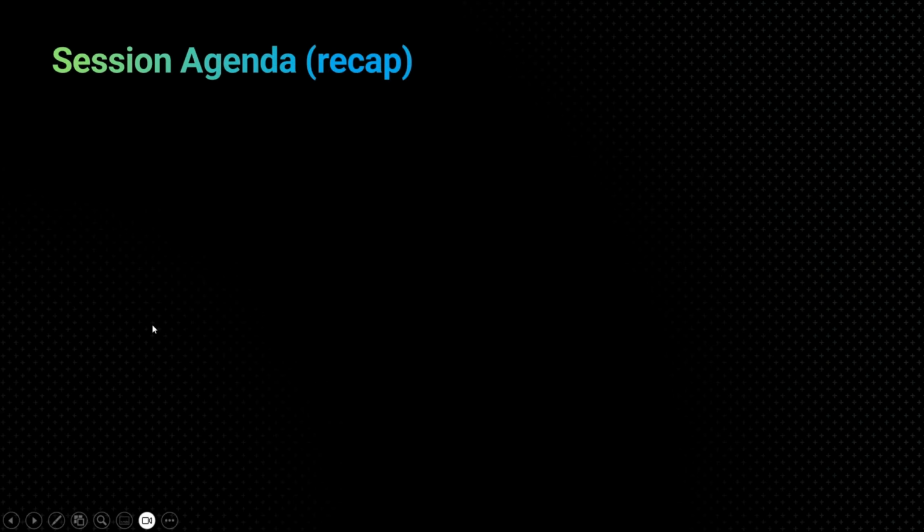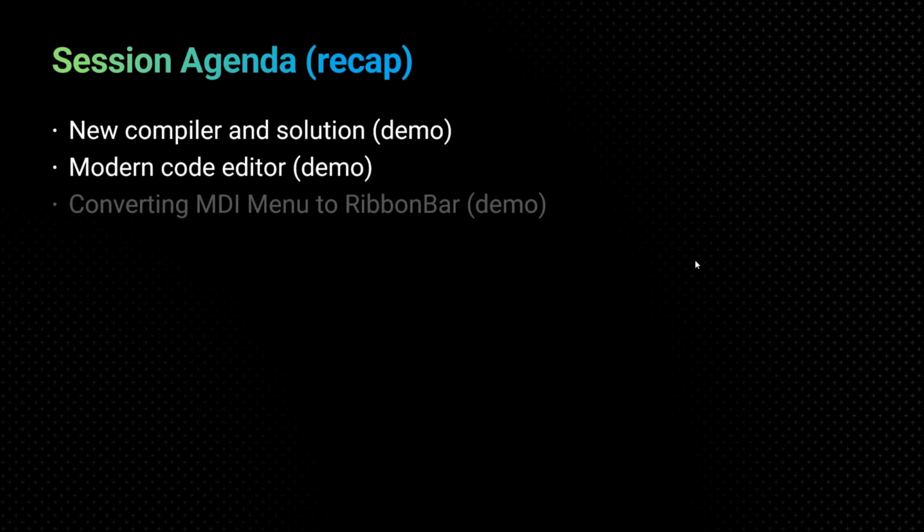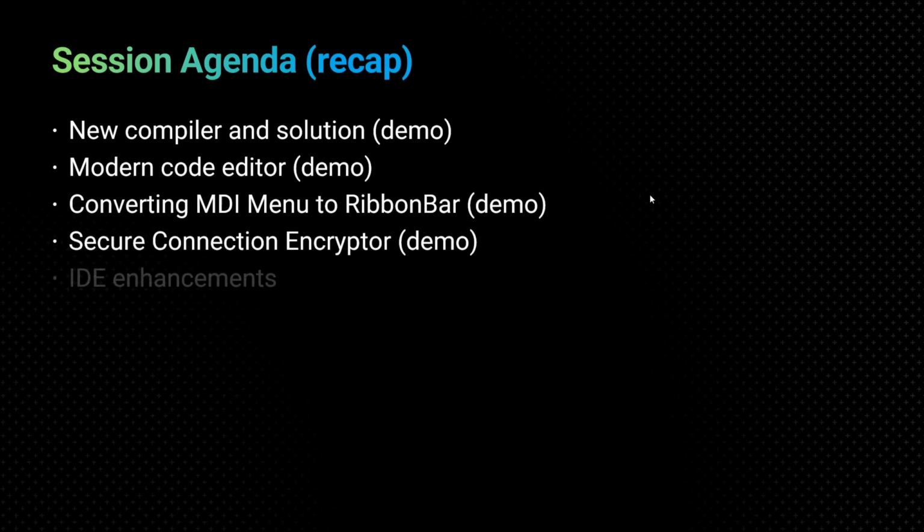Whenever you're trying to teach somebody something, you should tell them what you're going to tell them, tell it to them, and then tell them what you told them. So that's what this slide is about. We're just going to review what we've covered. We've gone over the new compiler and solution. We've gone over the modern code editor. We've talked about converting the MDI menu to a RibbonBar. We've covered the Secure Connection Encryptor. And we've covered IDE enhancements.